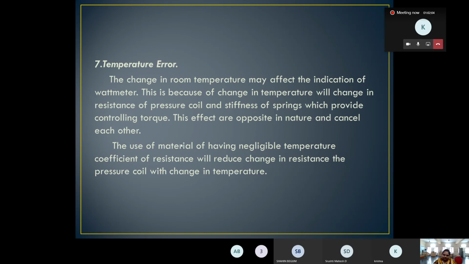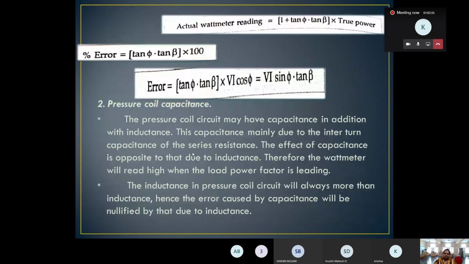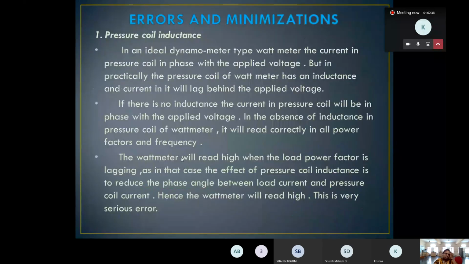The use of material having a negligible temperature coefficient of resistance will reduce the change in resistance of the pressure coil with change in temperature. The metal you are going to use should not be affected by room temperature. If it is not affected, then we can get our exact values. Okay, these are all the 7 errors and how they are going to be minimized. These are all the 7 points. Read this; each one is important. This topic is also important. It may be asked directly for 10 marks, or else 8 marks compulsory.